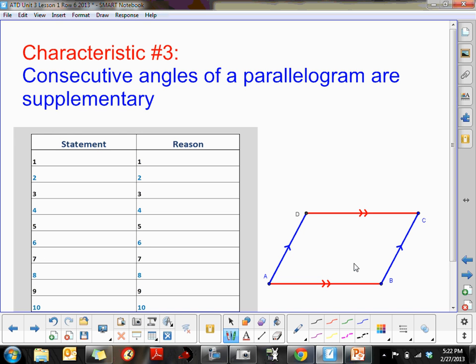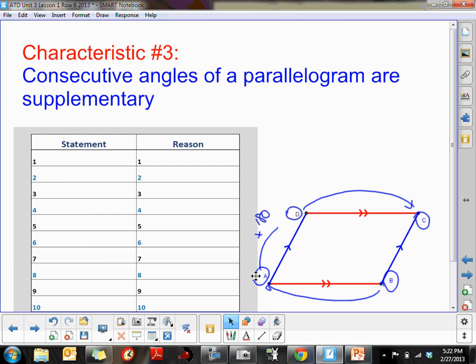It says that consecutive angles of a parallelogram are supplementary. So what I want to make sure is that when I take angle A and I add it to angle D, I have to get 180. And as I go around this, D plus C has to equal 180, and C plus B has to equal 180, and then back around, B plus A equals 180. So my job is to prove that all of these angles will always end up adding up to 180.